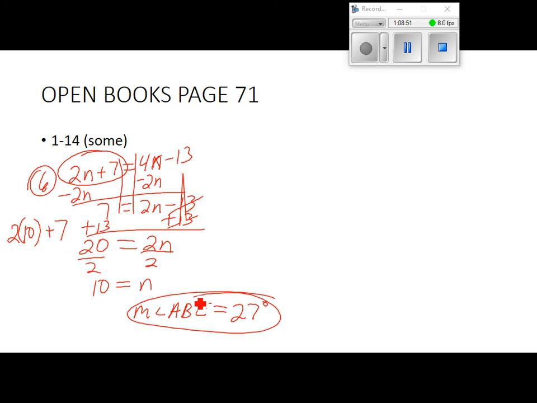What's the measure of angle FBE? 27 also. What's the measure of angle ABF? What would we do? 27 plus 27, right? 54.